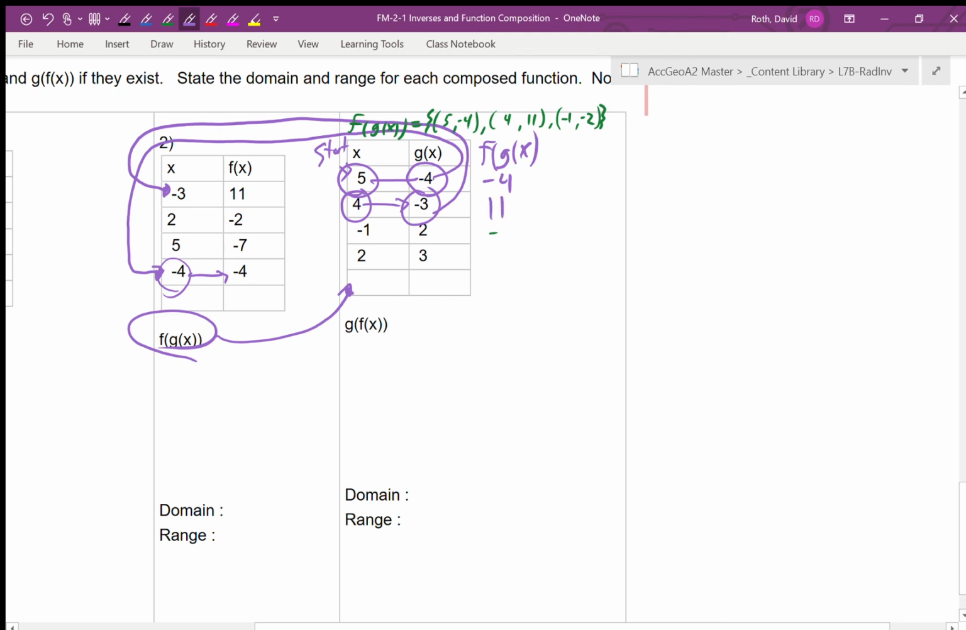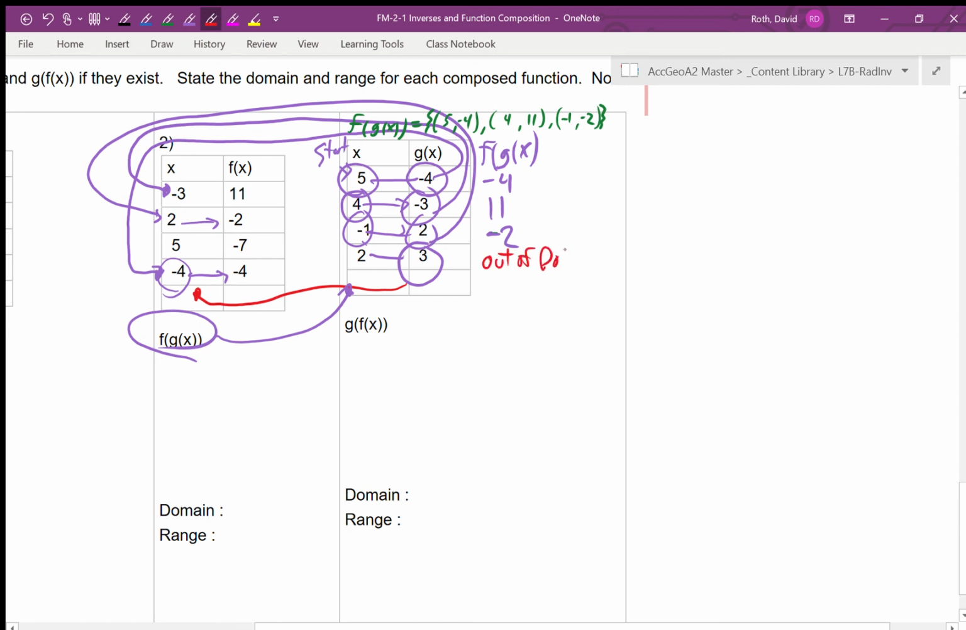Okay, hunky-dory so far. Then I have a -1, which gives me a 2 output, and there's one more time. There's a 2 over here, and it has a -2 as an output. So good so far. Last point, I have a 2, which will give me an output value of 3, but oh no, I go over here and look over here. There is no 3 in the domain of the original function, so this is out of domain. Out of domain. It does not exist in my f of g of x function.